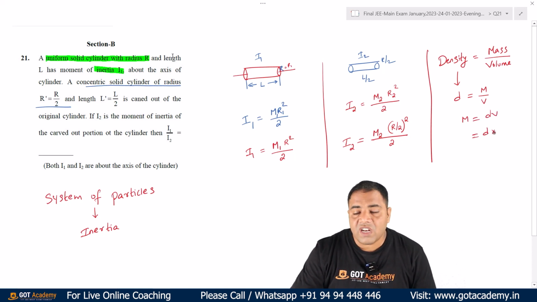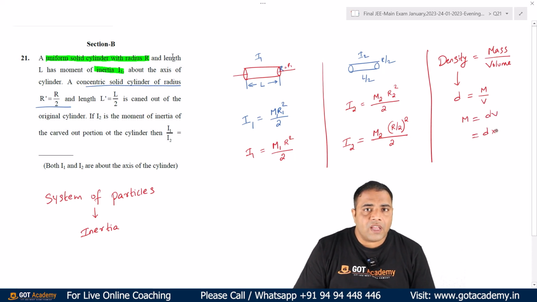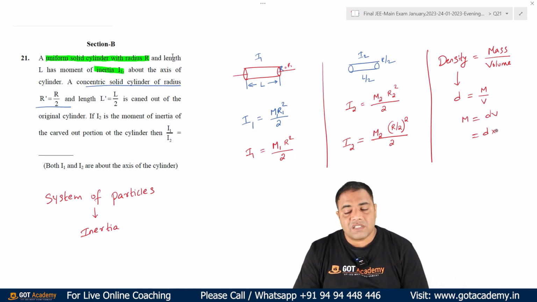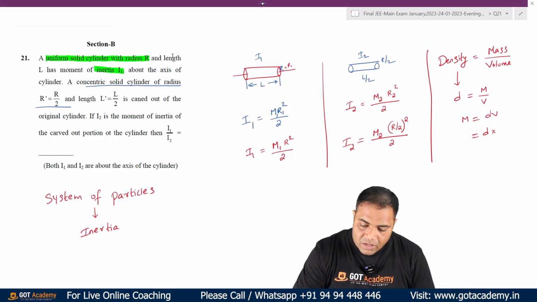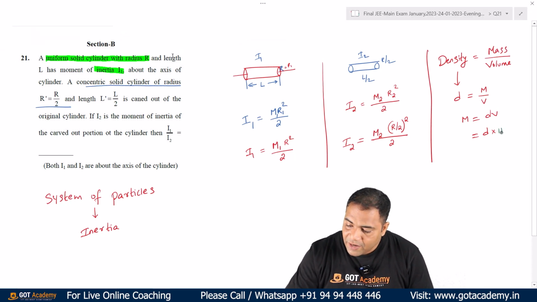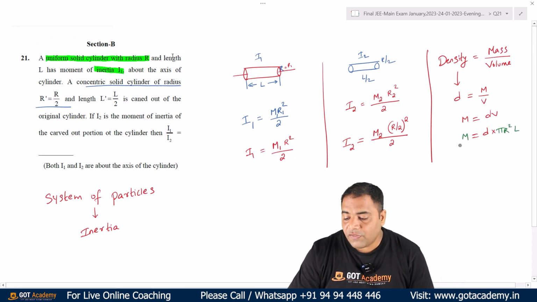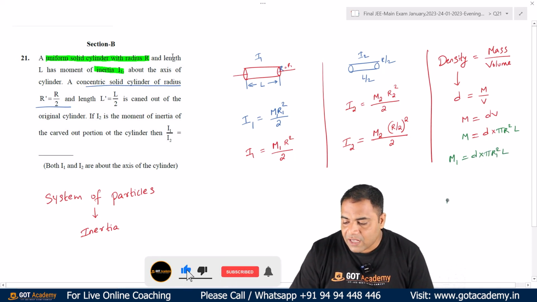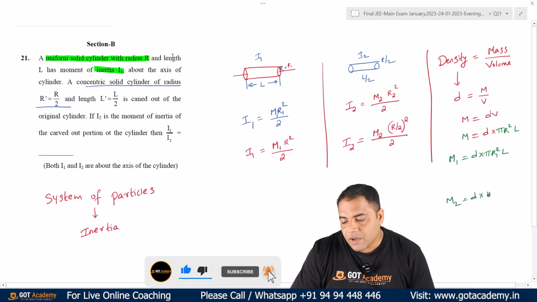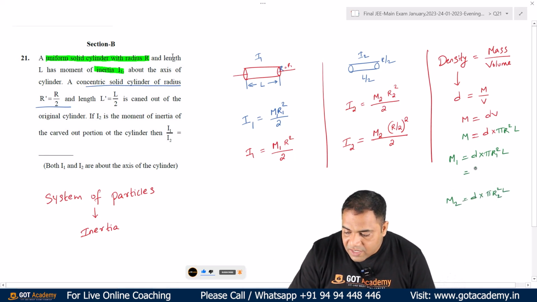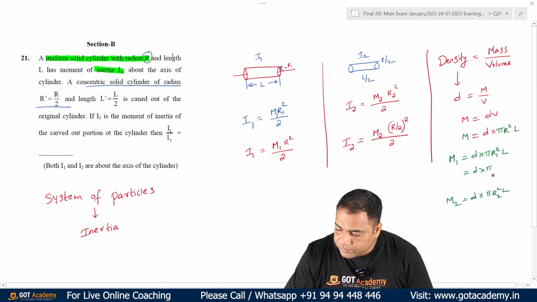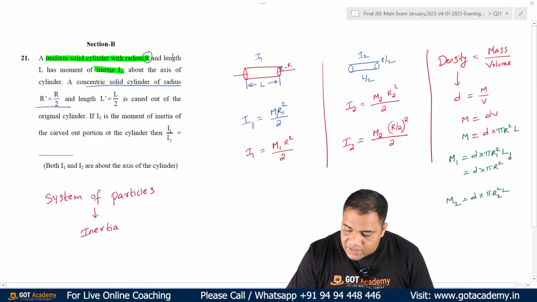So, d times volume. What is the volume of the cylinder? Do you think it is 4/3 pi r cube? No, it belongs to sphere. Cylinder means it is just pi r square L or pi r square h. So, pi r square L. This is the formula for volume. So, m1 is equal to density of the cylinder into pi r1 square into L1, whereas m2 is equal to density into pi r2 square into L2. Now, let us see here, r1 is nothing but r only, so r square, and L1 is nothing but L only.